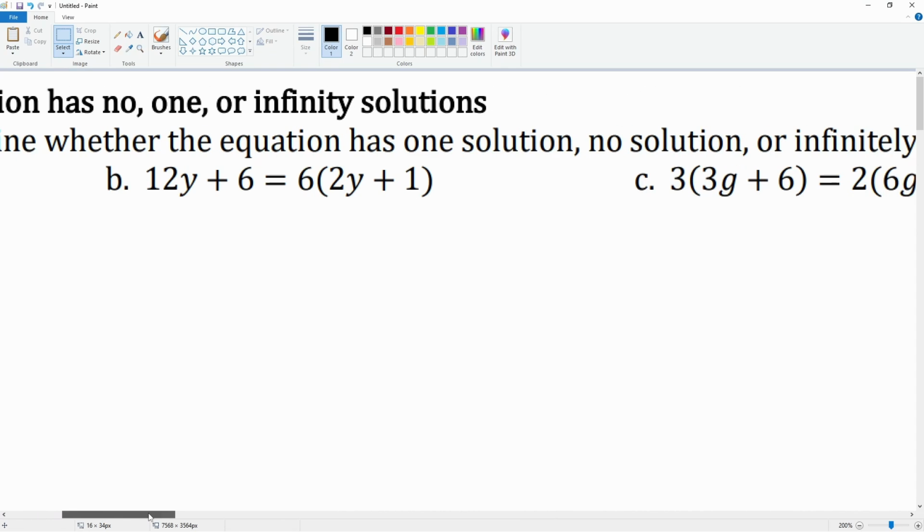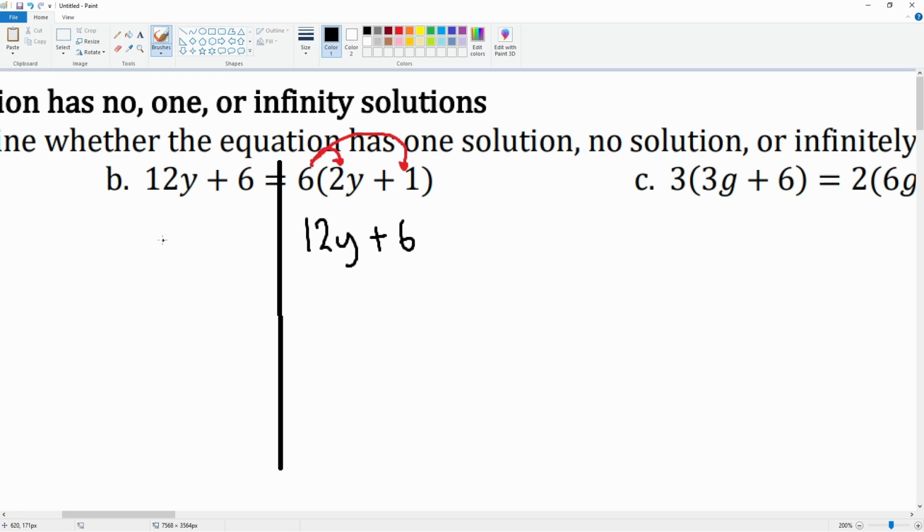Let's look at B here. Let's draw the line down the middle here. We see a parenthesis, so let's distribute and see what happens. So we have 6 times 2y, that becomes a 12y. 6 times 1 just becomes a 6. The left-hand side is 12y plus 6.